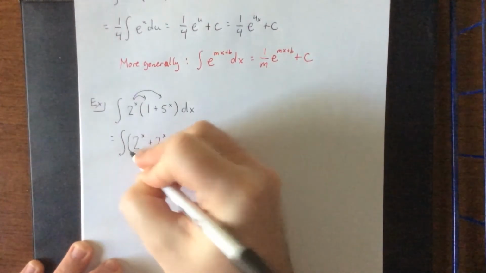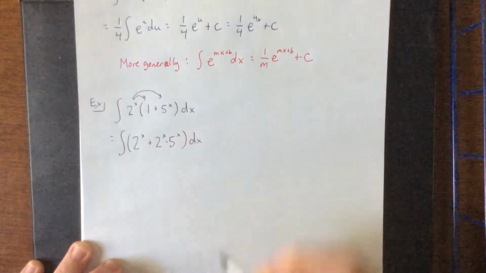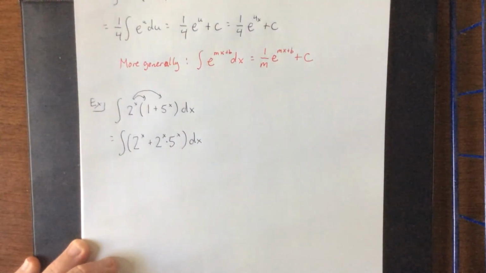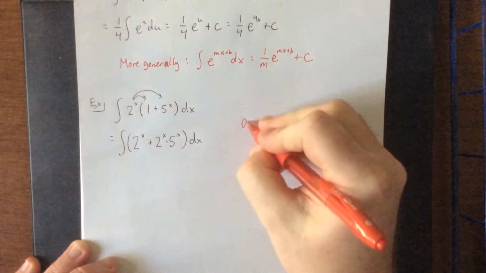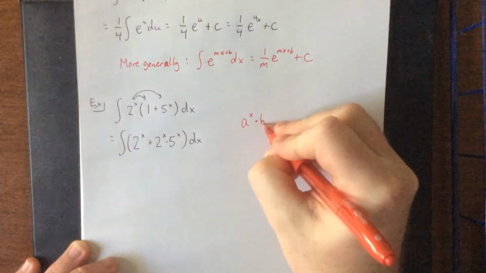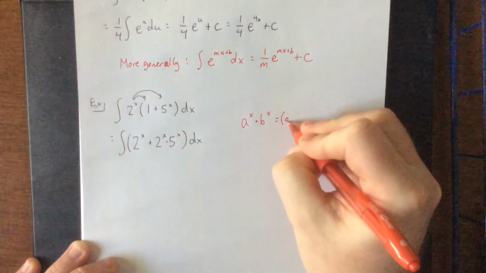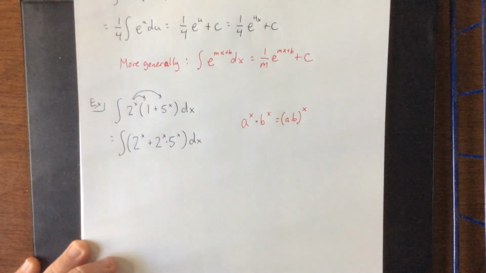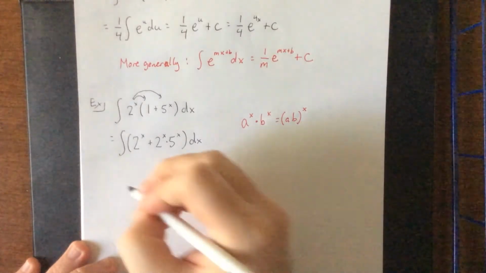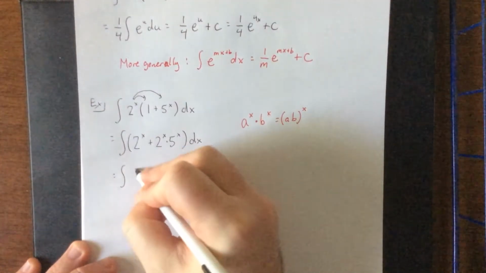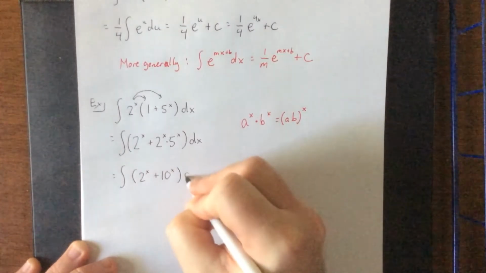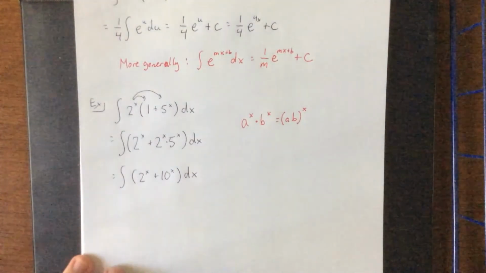So first thing I'm going to do is distribute that 2 raised to the x power and then use a property of exponentials. Property of exponentials says that if you have two bases that are both raised to the same power, then you can combine those into one single thing. So 2 to the x times 5 to the x, I can simply multiply the 2 times 5 and have it raised to the x power. So we'll call that 2 to the x plus 10 to the x dx.